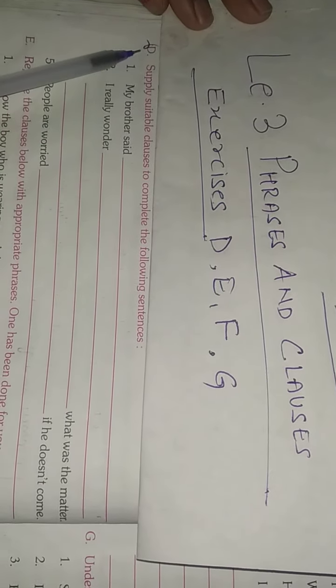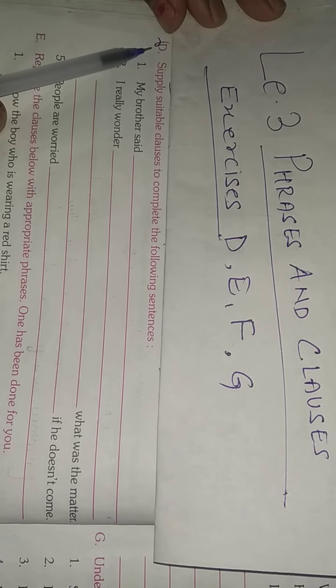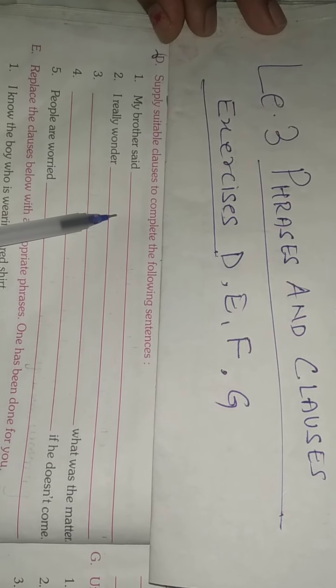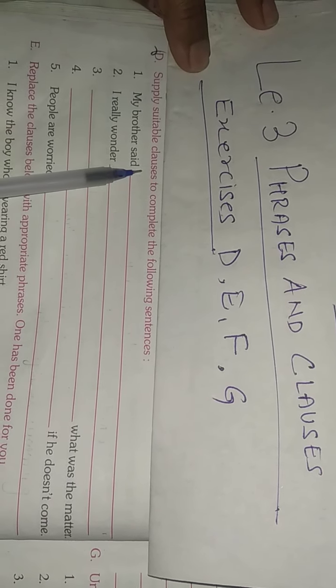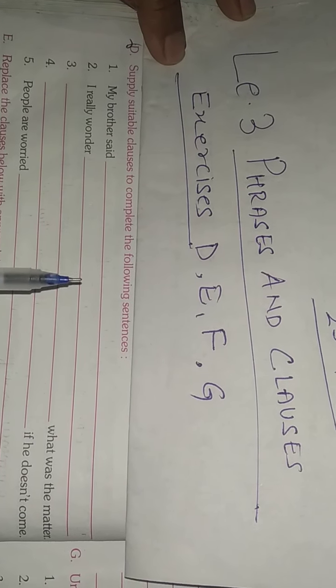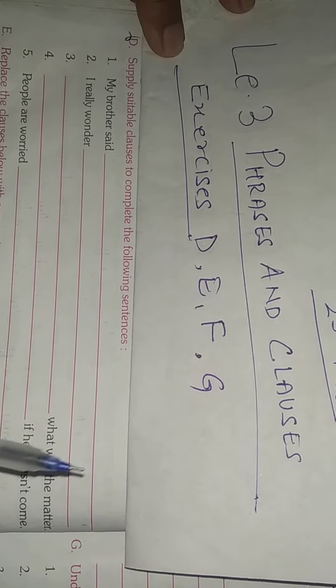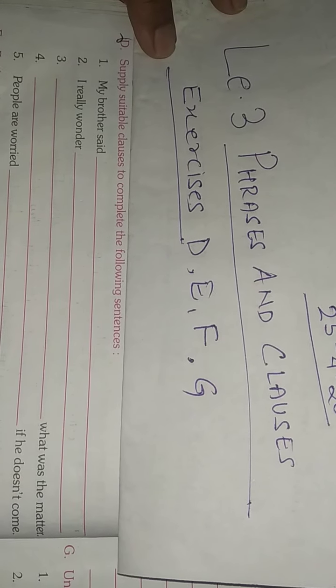As you all know, in exercise D, we have to complete the sentences with suitable clauses. First of all, let me tell you what a clause is. As I have explained, clauses are groups of words which contain a subject and a predicate of their own. They can be independent sentences, which means they have their own independent meaning. Okay, clear? Now come to exercise D.